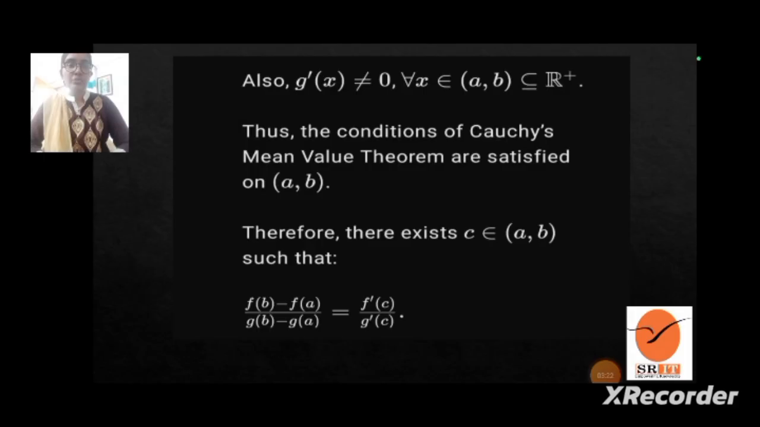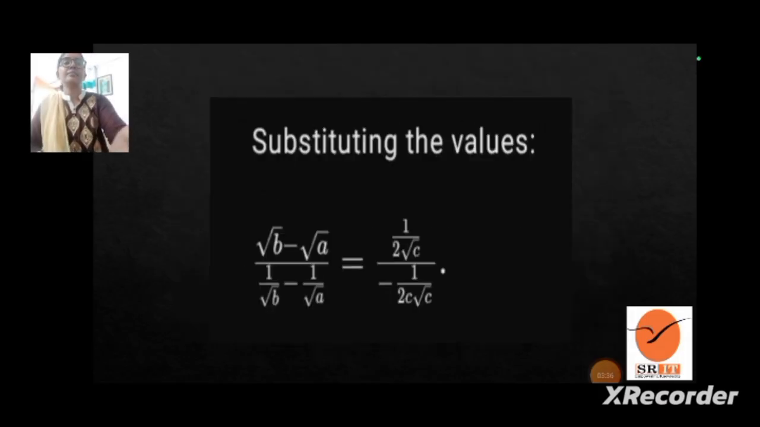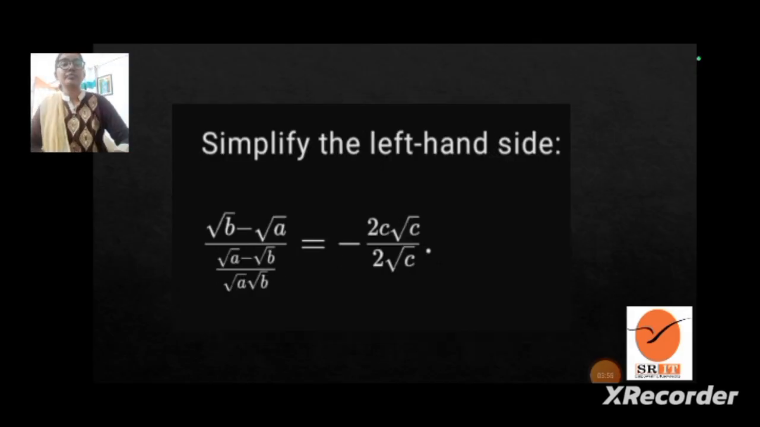Therefore, there exists c which belongs to (a, b) such that f of b minus f of a upon g of b minus g of a is equal to f dash c upon g dash c. Now after substituting the values, root b minus root a upon 1 upon root b minus 1 upon root a is equal to 1 upon 2 root c upon minus 1 upon 2c into root c.